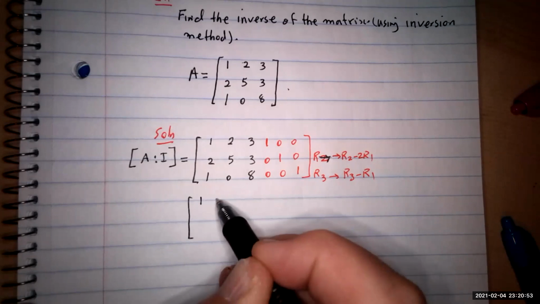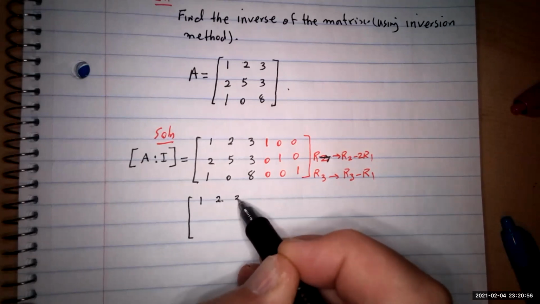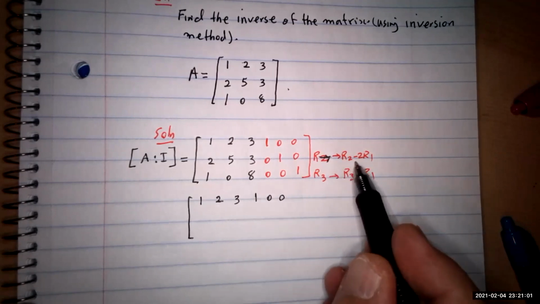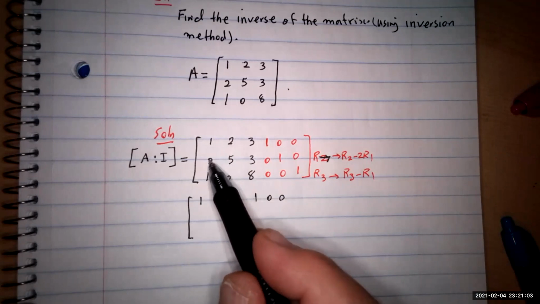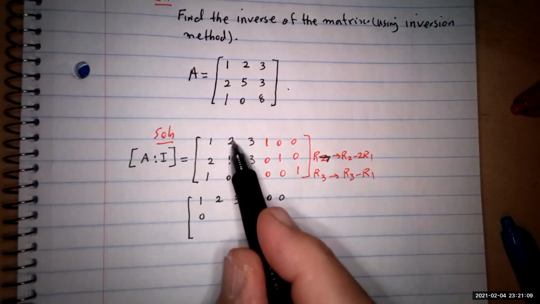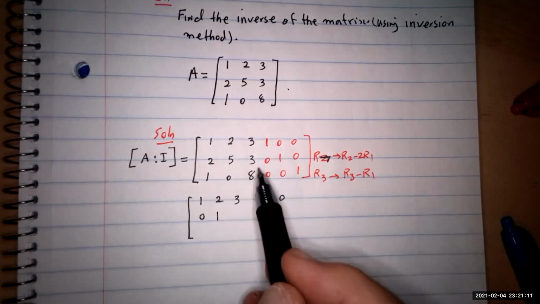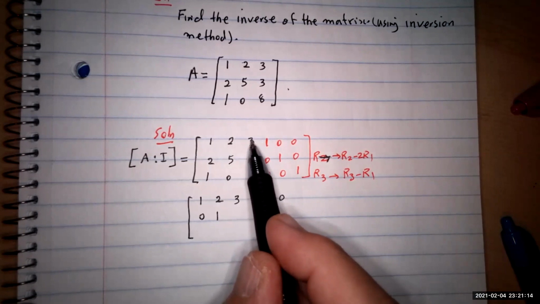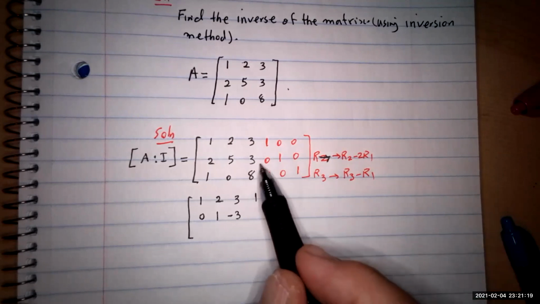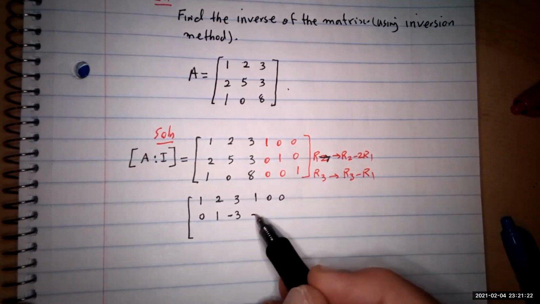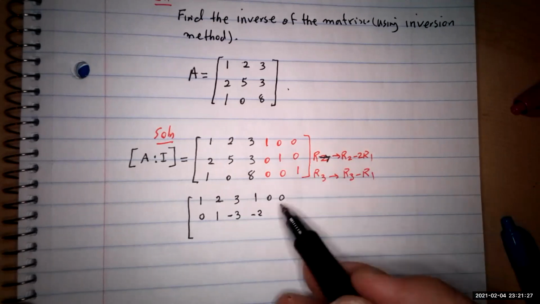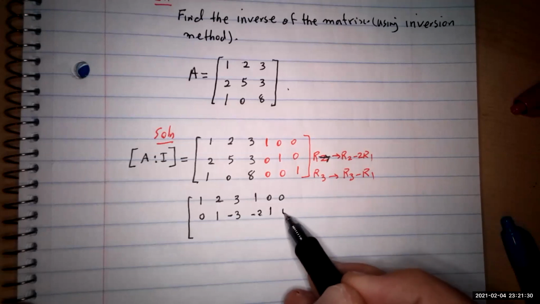So the first one is unchanged, 1, 2, 3, and this is going to be 1, 0, 0. R2 minus 2R1: 2 minus 2 would be 0. This is 5, minus 4 would be 1. This is 3, minus 6, that gives me negative 3. You do the same thing here. This is 0 minus 2R1, that gives you a negative 2. And this is 0, and this is 0.